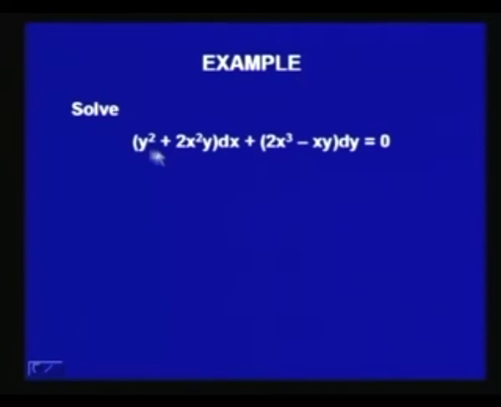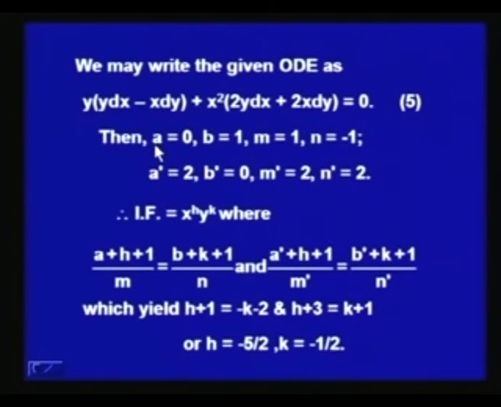Let us take up an example of a differential equation of this type. Let us consider (y square plus 2x square y) dx plus (2x cube minus xy) dy equal to 0. This differential equation may be written as y into (y dx minus x dy) plus x square into (2y dx plus 2x dy) equal to 0.